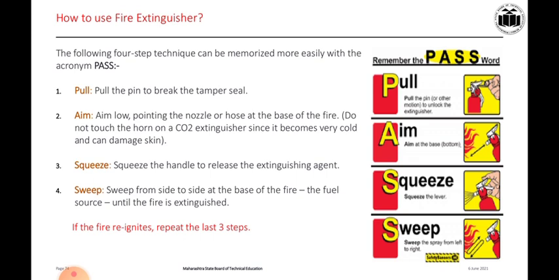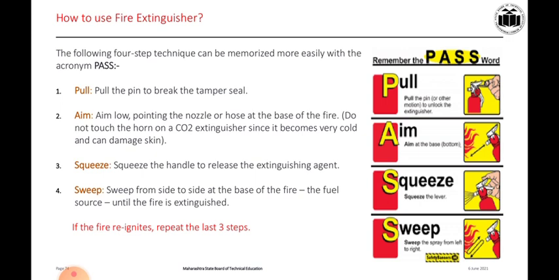Then how to use that fire extinguisher? Whatever fire extinguishers are installed in our college in the front side of the department, those are pull type: pull the pin to break the tamper seal. ते त्यामध्ये एक पिन असते स्टीलची. Once we have removed that pin, the movement of that lever will take place. Until and unless we remove the pin from that lever, that lever will not be pressed, okay.